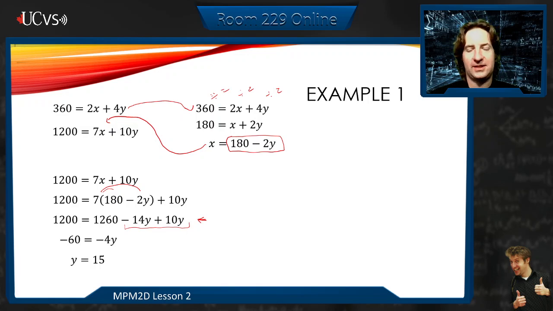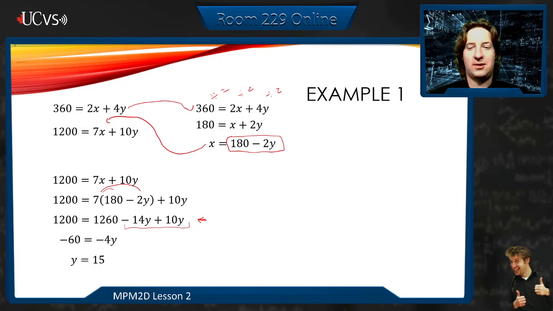So now I have to think to myself, what does that mean? What does 15 mean? If I go back to our let statements, y represented the cost of one meal. So if y equals 15, that tells us right away that the cost of one meal was $15. And I'm halfway through the problem because I have y. I have half the answer. It asks me, what is the cost of a meal?